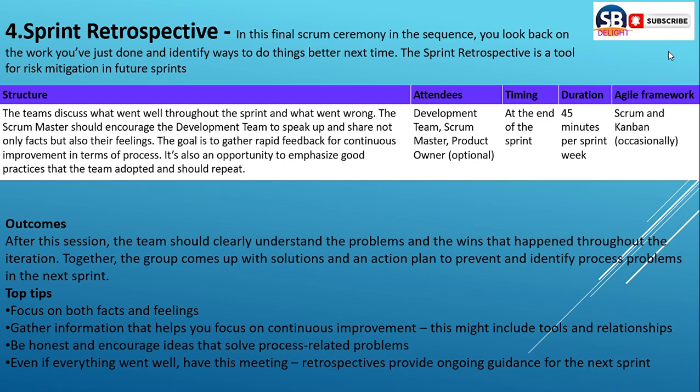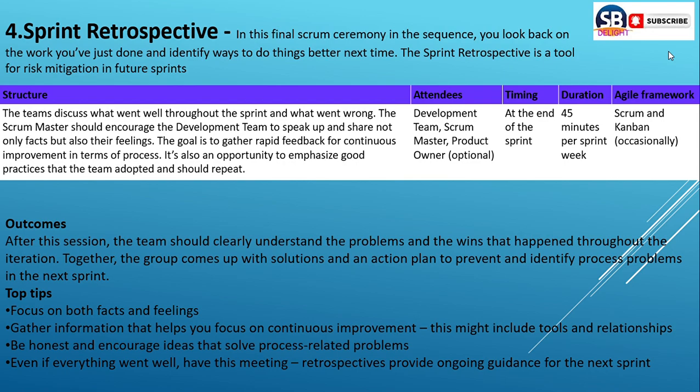Structure means the team discusses what went well throughout the sprint and what went wrong. The Scrum Master should encourage the development team to speak up and share not only facts but also their feelings. The goal is to gather rapid feedback for continuous improvement in terms of process. It is also an opportunity to emphasize good practices that the team adopted and should repeat.